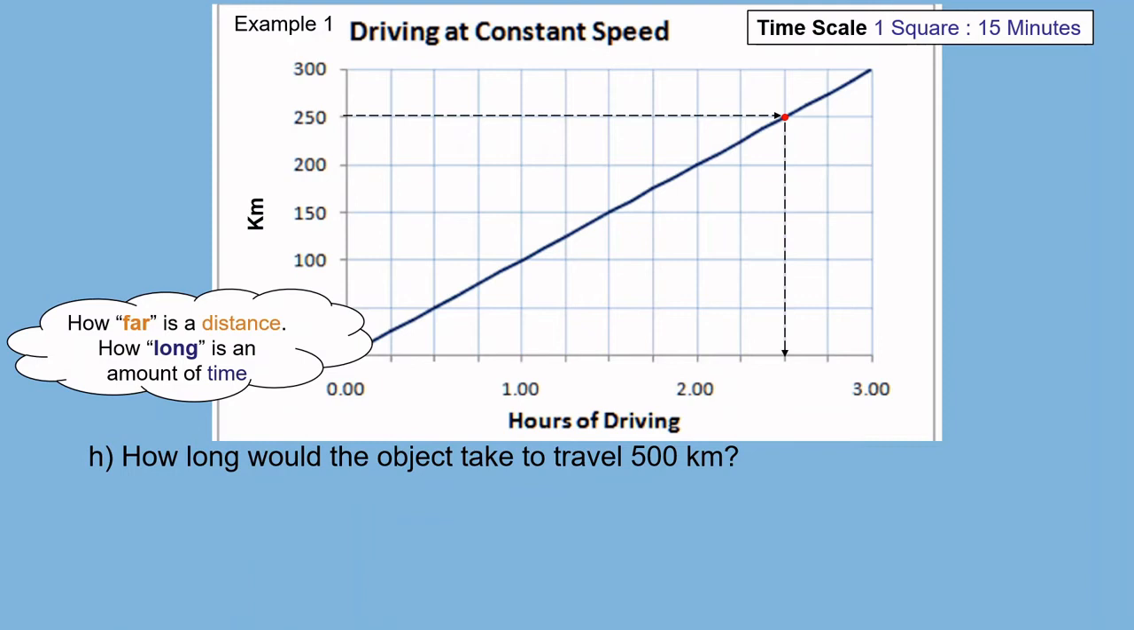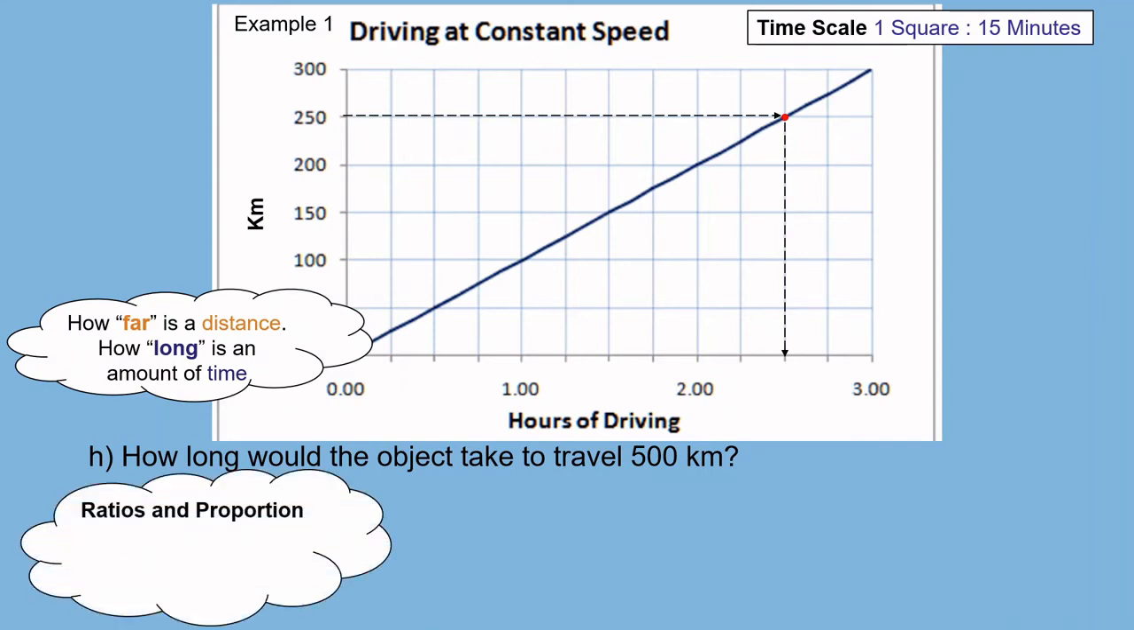How long would it take to travel 500 kilometers? Now again, that's another value that's off my graph. So I'm going to have to calculate. Using ratios and proportions, using values that I already know, I know that a distance of 250 kilometers can be traveled in 2.5 hours. 500 kilometers is simply 2 times 250 kilometers. So that would take twice the amount of time. 2.5 hours times 2 is 5 hours.